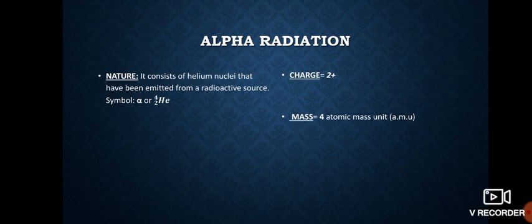Alpha radiation. Alpha radiation consists of helium nuclei that have been emitted from a radioactive source. For the symbol, we can use the Greek letter alpha, or we can use He, which is the symbol for helium. The atomic mass is 4 atomic mass units, and the charge is 2 plus. So helium, written as this, is the symbol for alpha radiation.